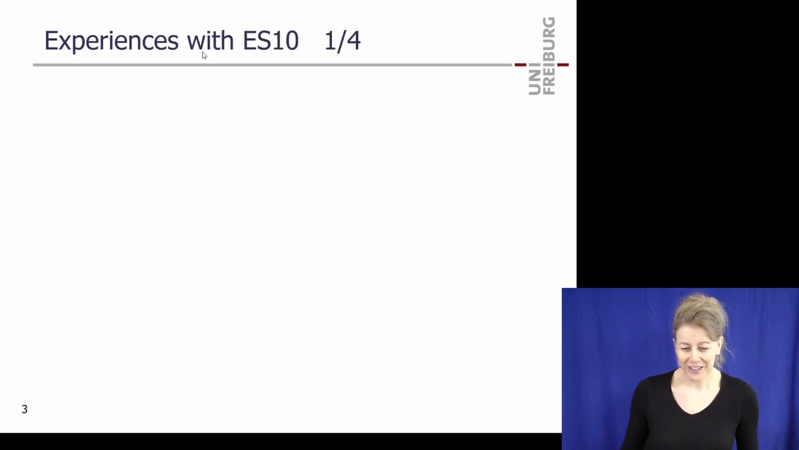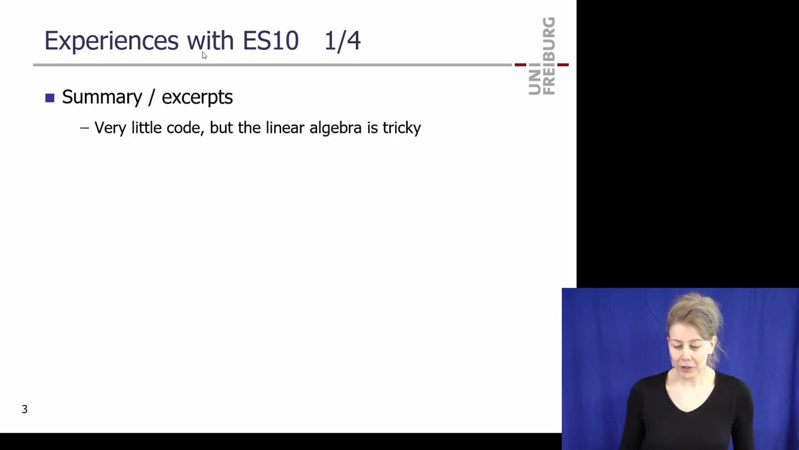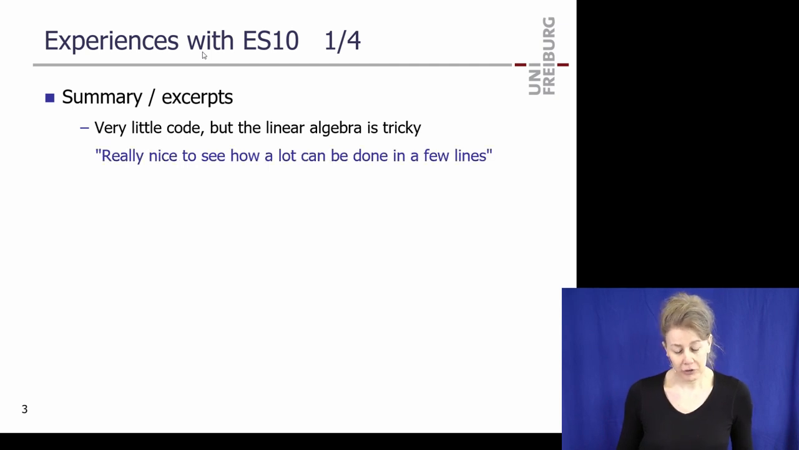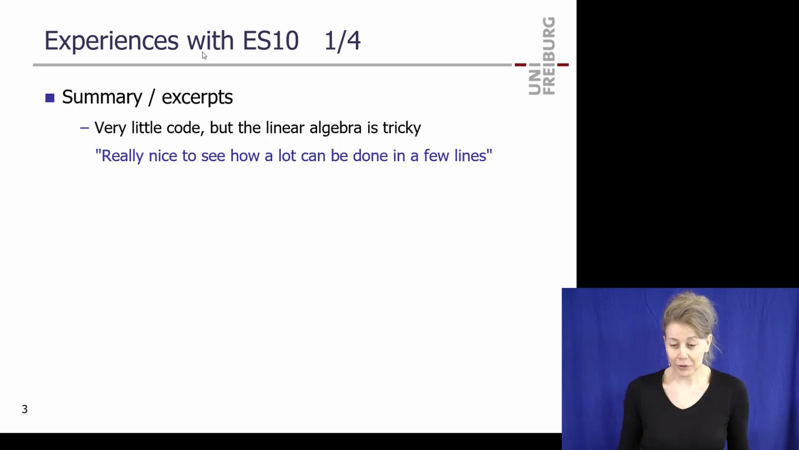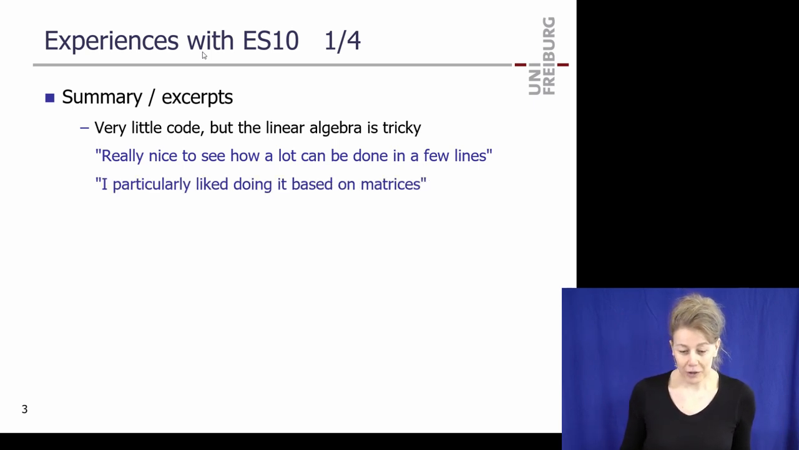So, nice exercise. Exercise sheet 10 had very little code, but linear algebra was tricky for some. For some it was also relatively easy. Really nice to see how a lot can be done in a few lines. Indeed, if you look at the master solutions for predict, it's one line for computing the probabilities and another line for computing the maximum, so it can't be any simpler, and it's not that simple an approach. I particularly like doing it based on matrices.